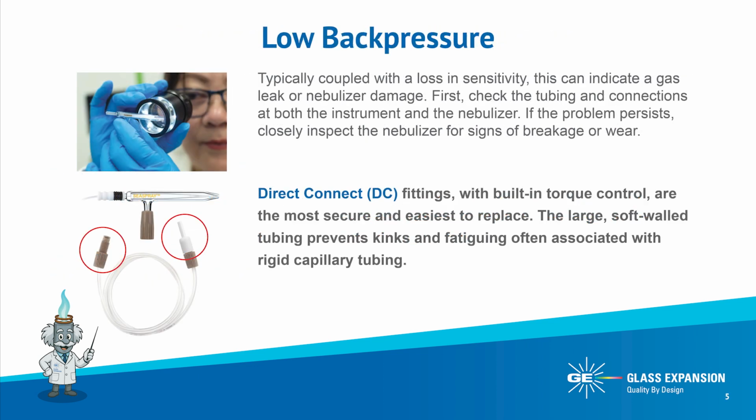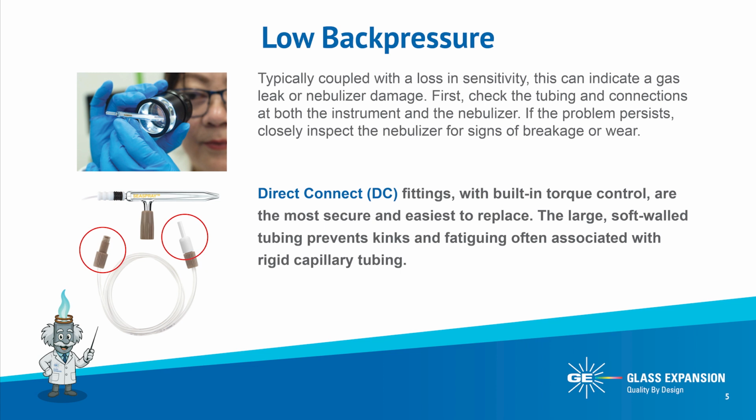If your nebulizer backpressure is below your benchmark, often in combination with a loss of sensitivity, you're likely dealing with a gas leak or a damaged nebulizer. First, start by checking the gas tubing and connections at the instrument and nebulizer. A gas leak will result in a backpressure well below the optimal level, which in turn produces a poor, often pulsing aerosol with larger droplets, leading to a decrease in sensitivity and stability.